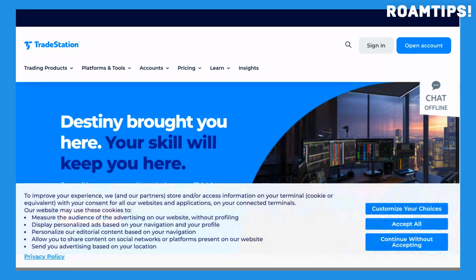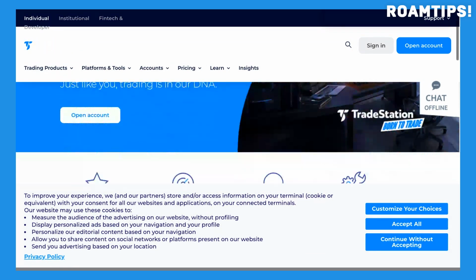Today, we're exploring TradeStation, a platform located at TradeStation.com, and diving into its various features and functionalities. TradeStation offers a comprehensive suite of tools designed for active traders, ranging from robust charting capabilities and advanced order types to sophisticated analysis tools and simulated trading environments.